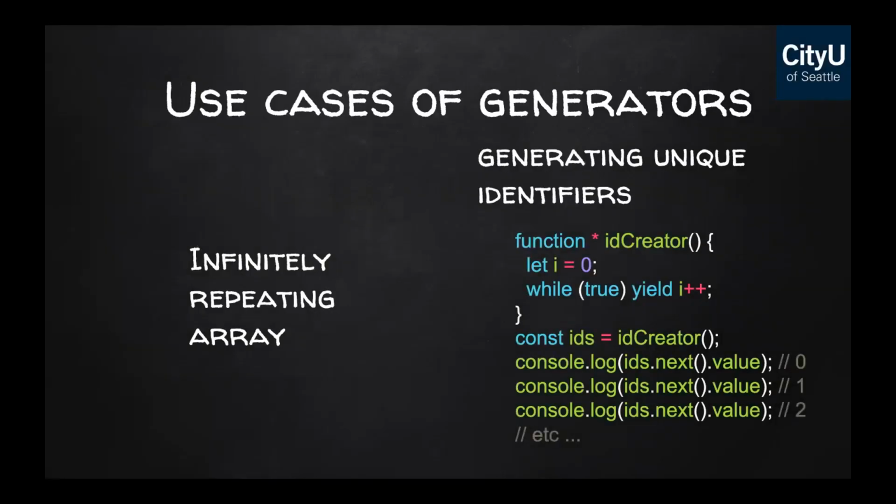Use cases of generators: an infinitely repeating array. You can also create a unique identifier. Again, as you can see, this is also an infinite loop. It keeps yielding, keeps producing values 0, 1, 2, 3, and whatever. Another use case is if you want to use a while loop, you use a generator so that it just stops.